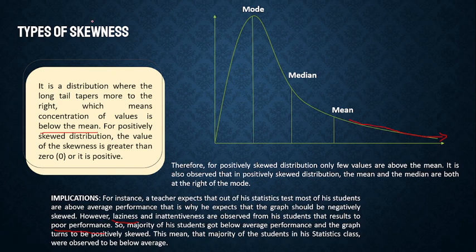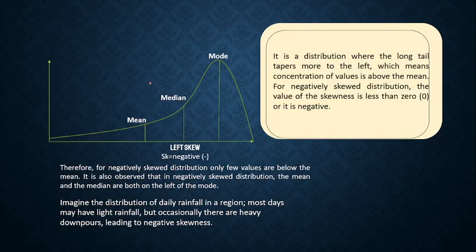Mas daghan ang baba sa mean. Next naman is negatively skewed, no? It is a distribution where the long tail favors more to the left, which means the concentration of the values is above the mean. Pag above the mean na siya, saka siya. So above the mean nun siya.